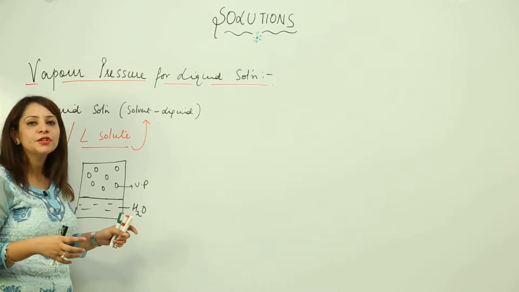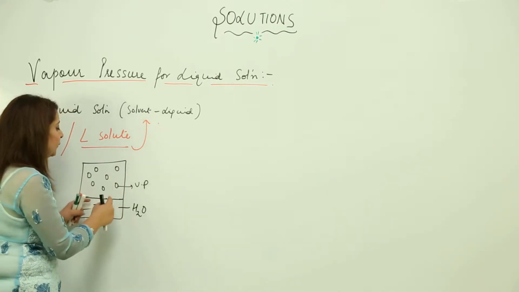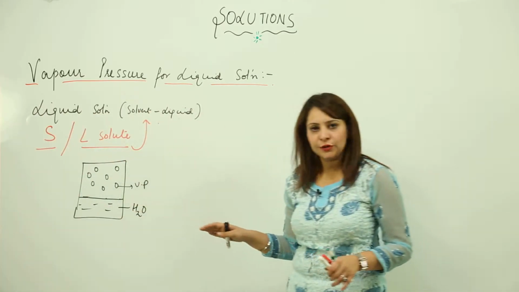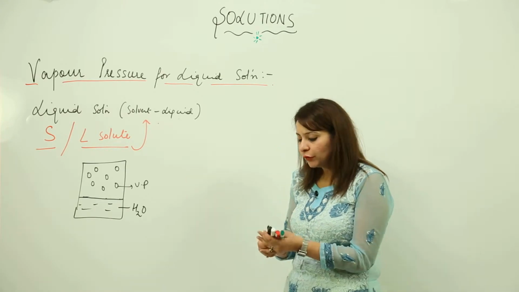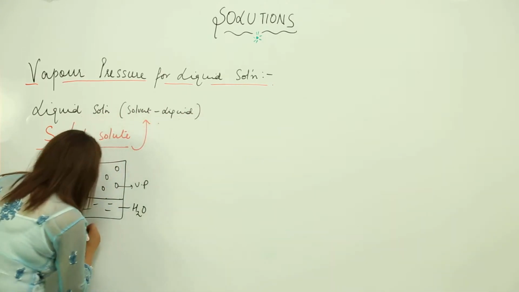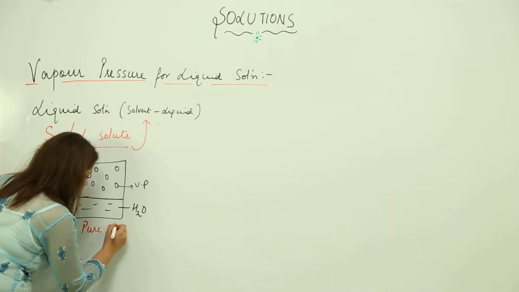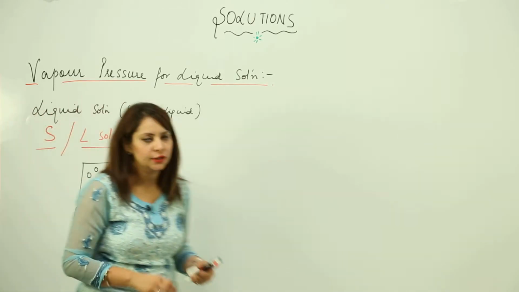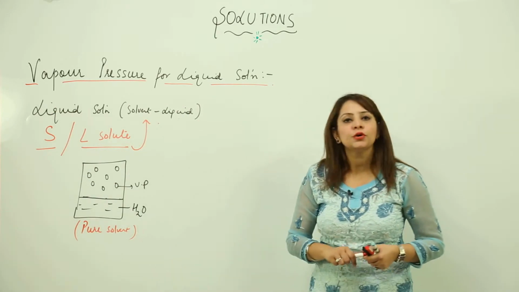So what is the vapor pressure? It is the pressure which is exerted by vapors in equilibrium with the liquid. So this is the vapor pressure. But here what we are talking about is a pure solvent. I will write it here in order to remove any confusion related to it. So we are talking about pure solvent.